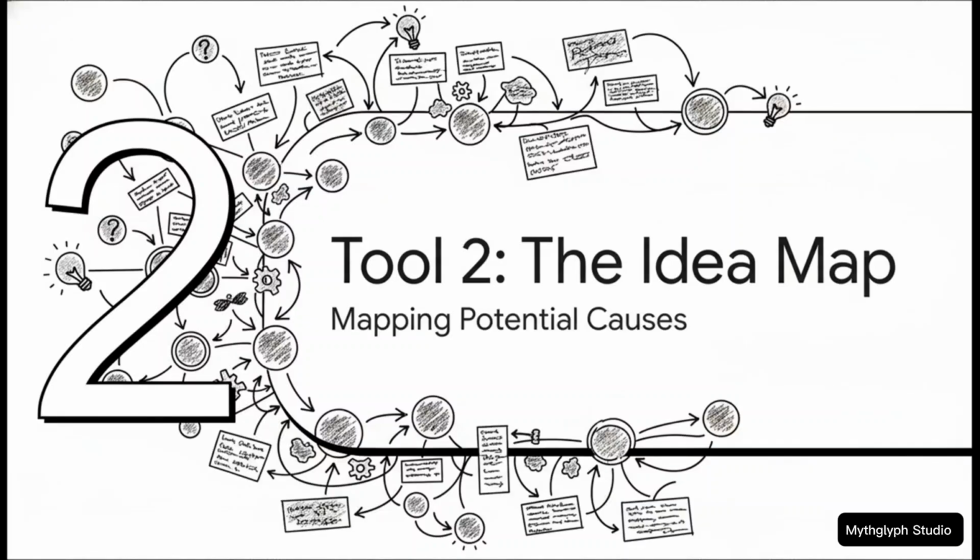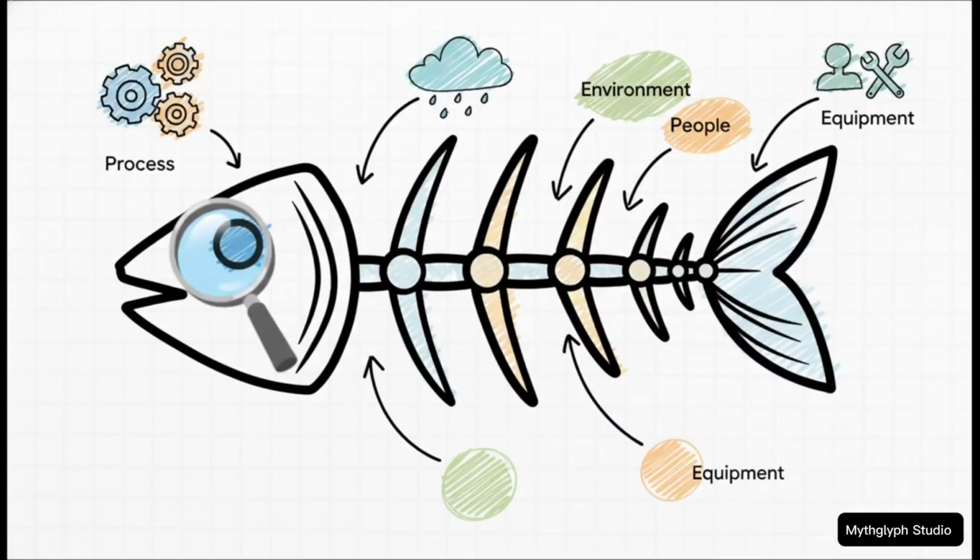What if you suspect the problem is more like a tangled web with a bunch of different potential causes from different departments or systems? For that, we need a way to map everything out. We need tool number 2. And this is where the fishbone diagram comes into play. You might also hear it called an Ishikawa diagram. It's basically a visual brainstorming map.